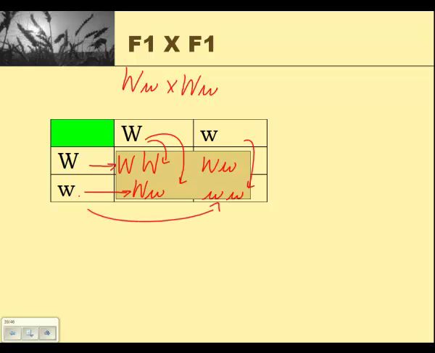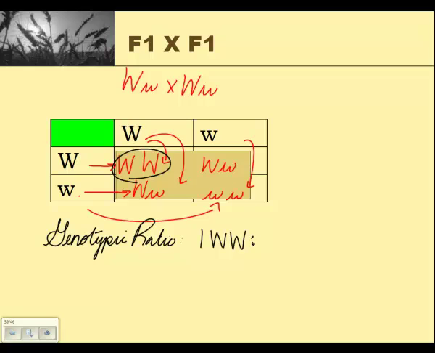Then the next question that I could ask would again be, what is the genotypic ratio? In this case, the F2 generation often provides an actual ratio. So we have 1 big W, big W to 2 big W, little w, to 1 little w, little w. So this here is your genotypic ratio. Now, they could ask you also for the phenotypic ratio.